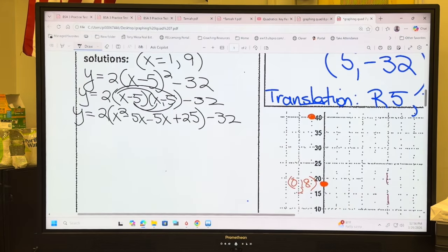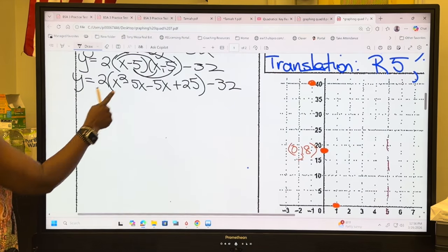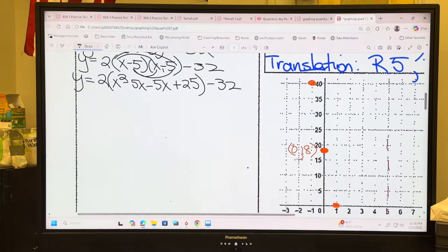Why is that 32 not inside parentheses? Did we distribute to that? No. So that's outside, right? So now I'm here. Do I have any like terms that I can combine? What?